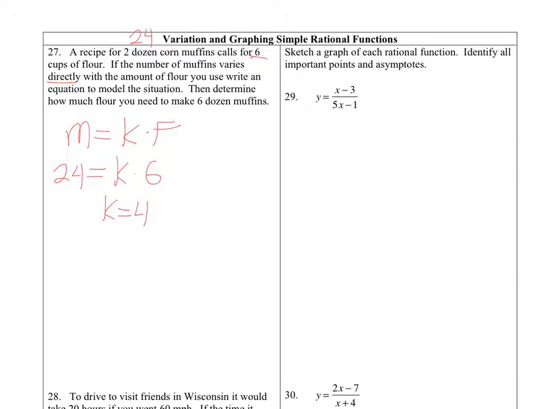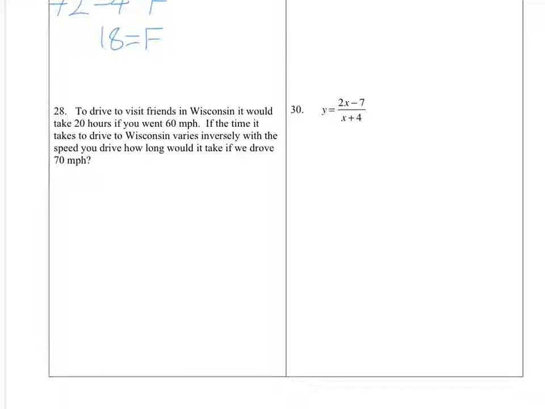All right. That means my equation is going to be the muffins is equal to 4 multiplied by the number of cups of flour. To make 6 dozen muffins, I guess I should have done this in dozens instead of numbers of muffins, huh? Because that's 72. So 72 is equal to 4 times F. Divide both sides by 4, and that should be 18 cups of flour. That came out a little bit awkward there. And that makes sense, because if we're going from 2 to 6, that's times 3. 6 times 3 is 18, so that gave me the same scale factor.